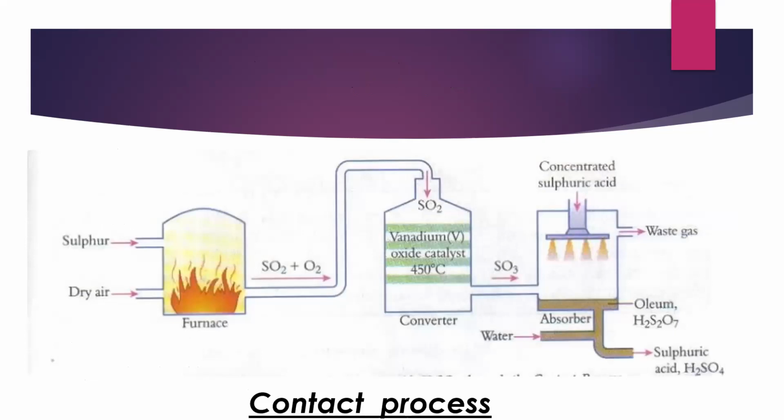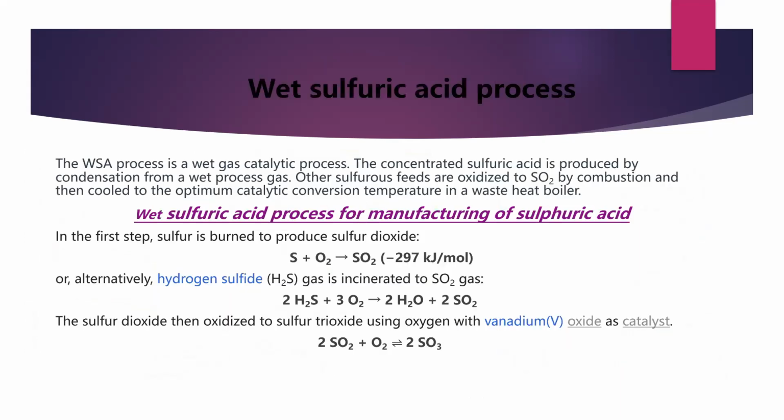And this is the contact process. Sulfur and dry air are added into the furnace to form sulfur dioxide, which is then converted into sulfur trioxide, then into concentrated sulfuric acid as oleum, and then the oleum is converted into sulfuric acid, H2SO4.